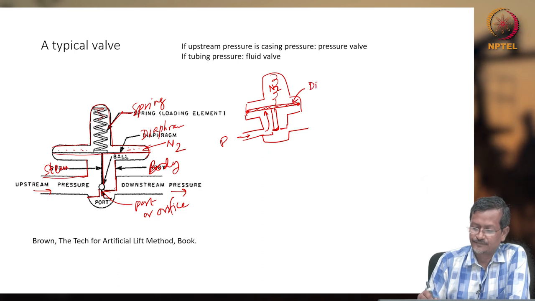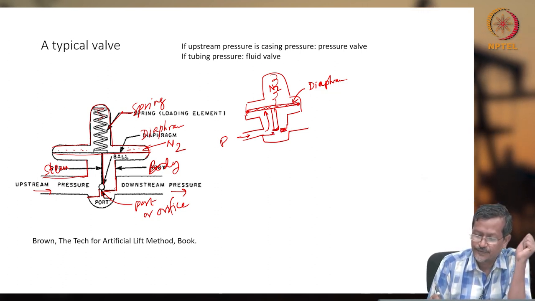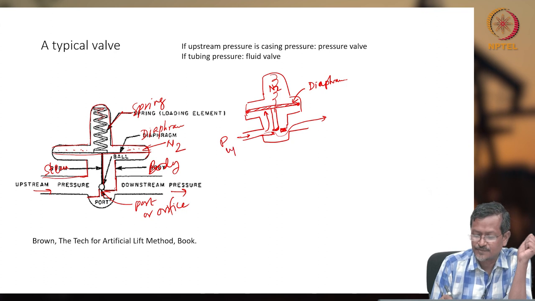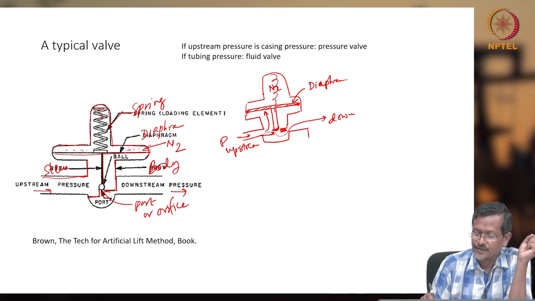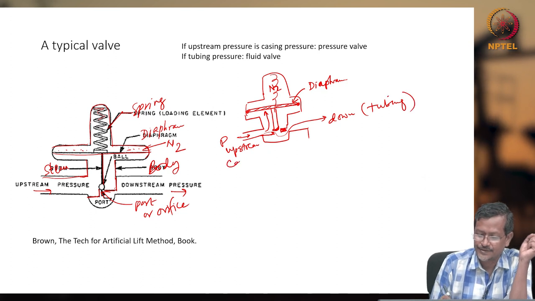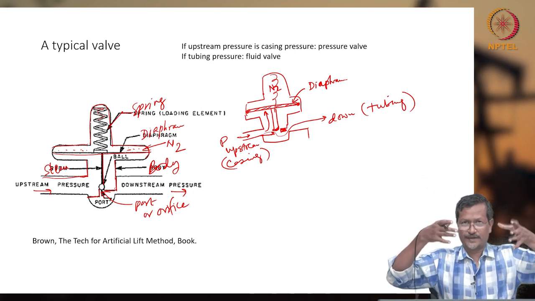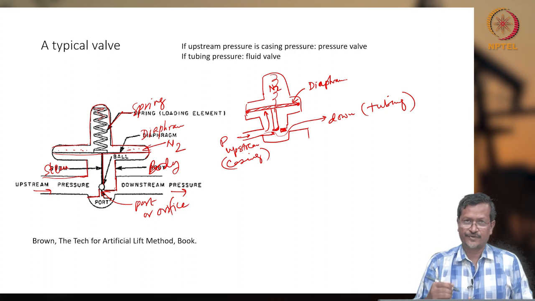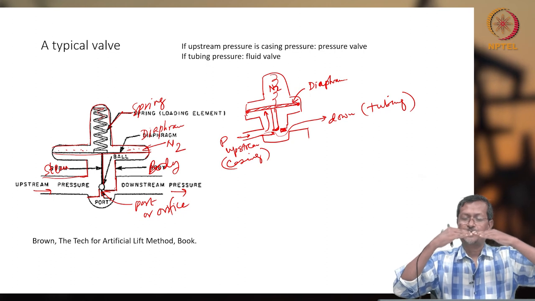this diaphragm up. When you are pushing it up, you see there is one flow path at the bottom. So this gas will come and enter through this. This is upstream, this is downstream. Maybe this side is my tubing, and this is the casing, so casing means the annular area. From the annular area you are giving very high pressure, and because of it your diaphragm part will move up.